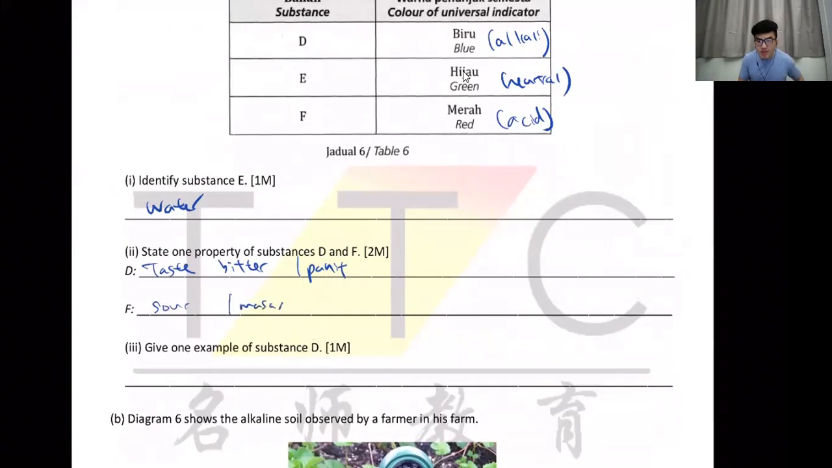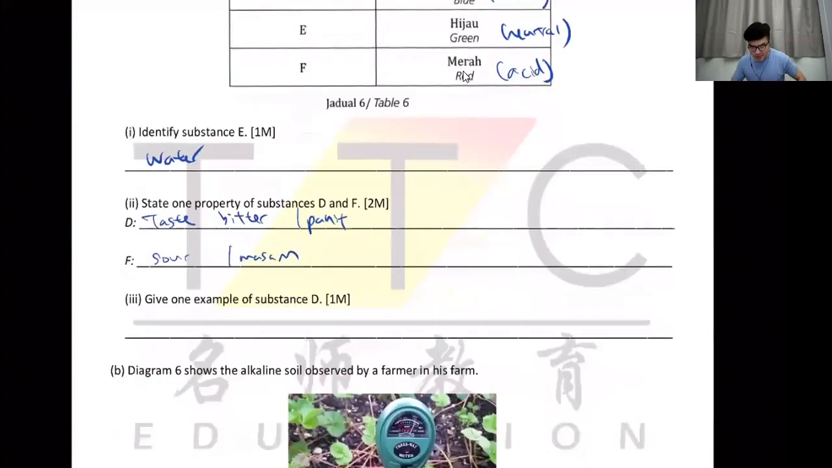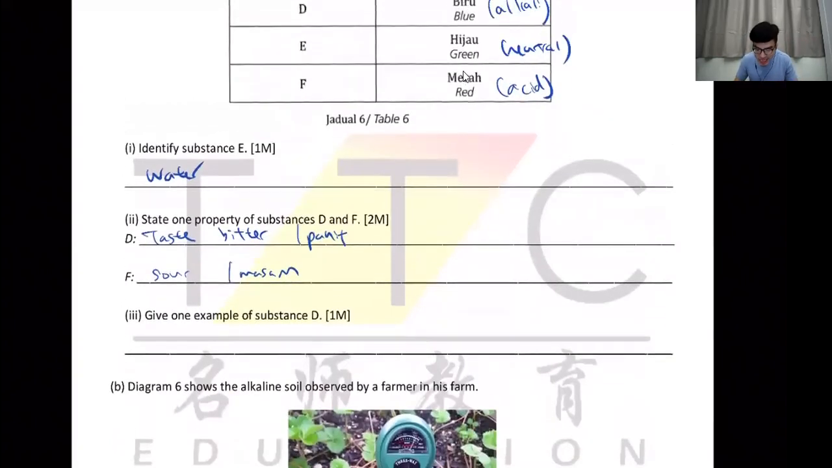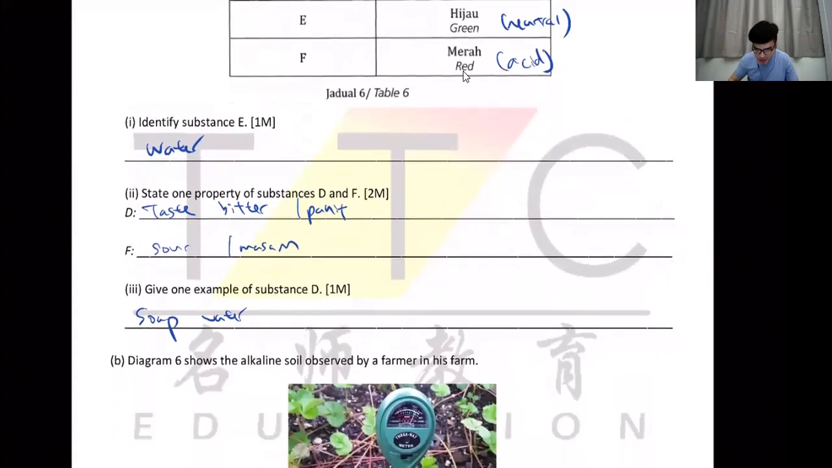And of course, F is going to taste sour, masam. You can write many points here. You can say pH less than 7, pH more than 7. It's going to react with metal to produce hydrogen. It's not going to react with metal, respectively. Okay, so give one example of substance D. What is alkaline? Soap water, toothpaste, bitter gourd juice, bleach, yes can. Sabun. I want to say detergent also can. You just fill in the blanks yourself lah.